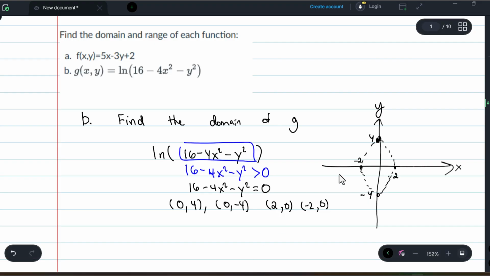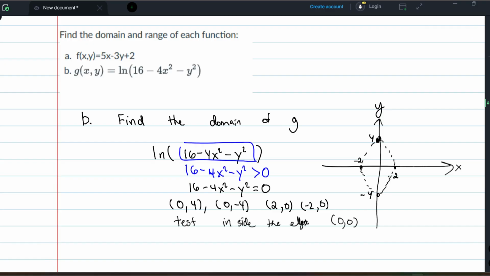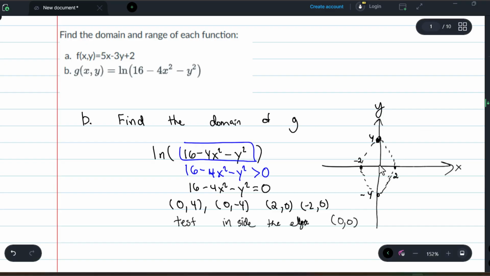The question is, in the xy plane, how about a point inside the ellipse, and how about a point outside of the ellipse? If I test the origin, that's a point inside the ellipse, I see that I get a 0 for my x, a 0 for my y, which reduces this blue box down to 16, and I can take the natural log of any positive number, including 16. So I can evaluate my function over here at the origin. The origin is part of the domain.